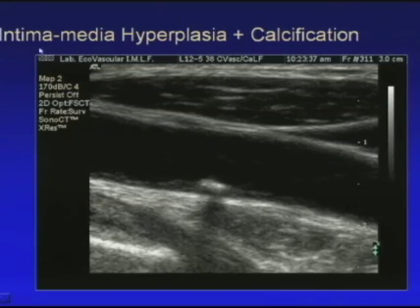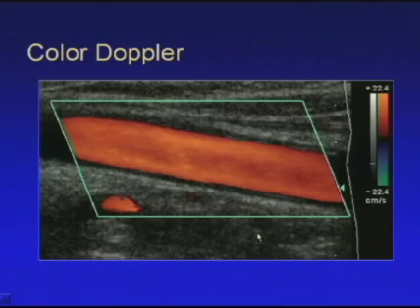Another case with Intima-media hyperplasia and calcification. We observe the hyperechogenic area with acoustic shadowing here. By combining the color Doppler, again, we can obtain a better definition. This is color Doppler, and this is the normal Intima-media.